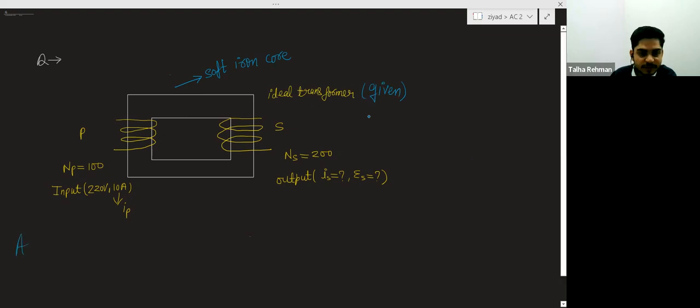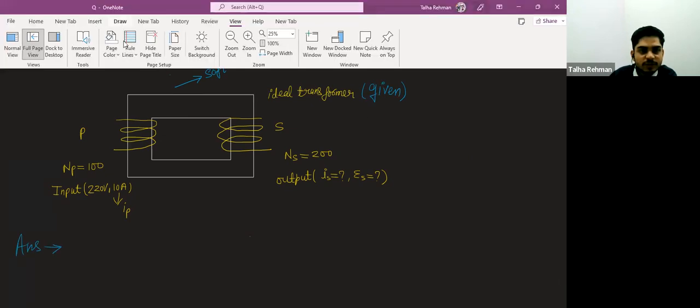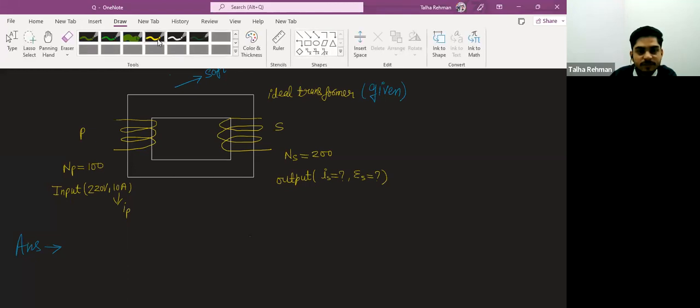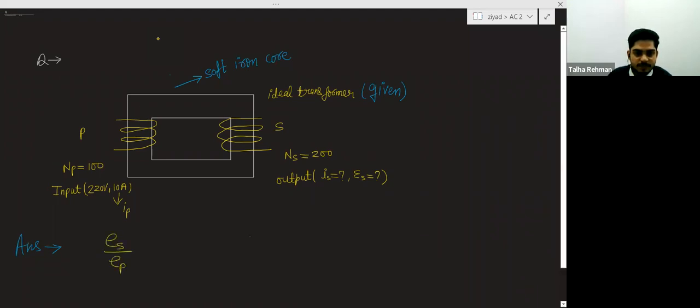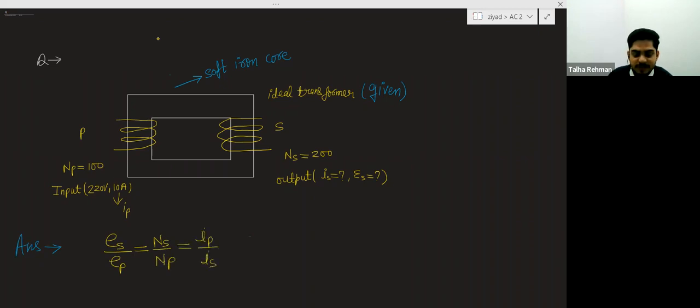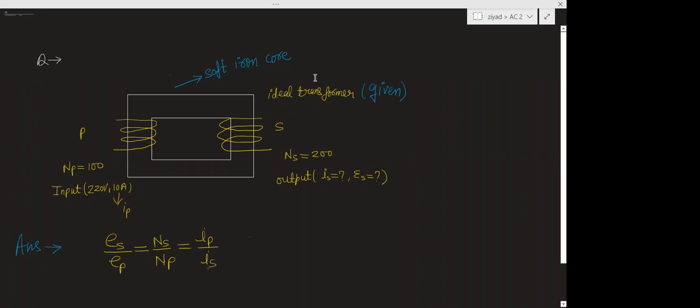If it is given in the question that it is an ideal transformer, we can use this relation: ES by EP is equal to NS by NP is equal to IP by IS. This can be used.